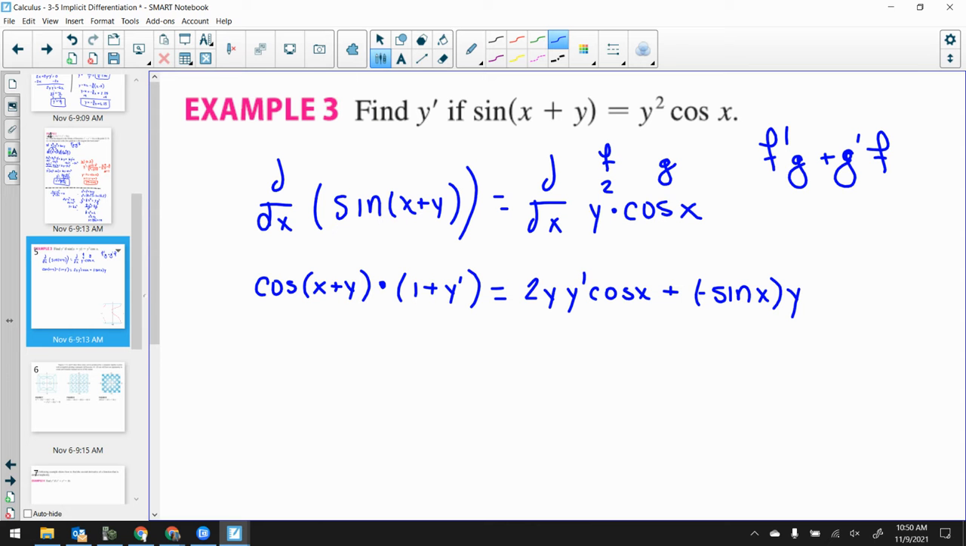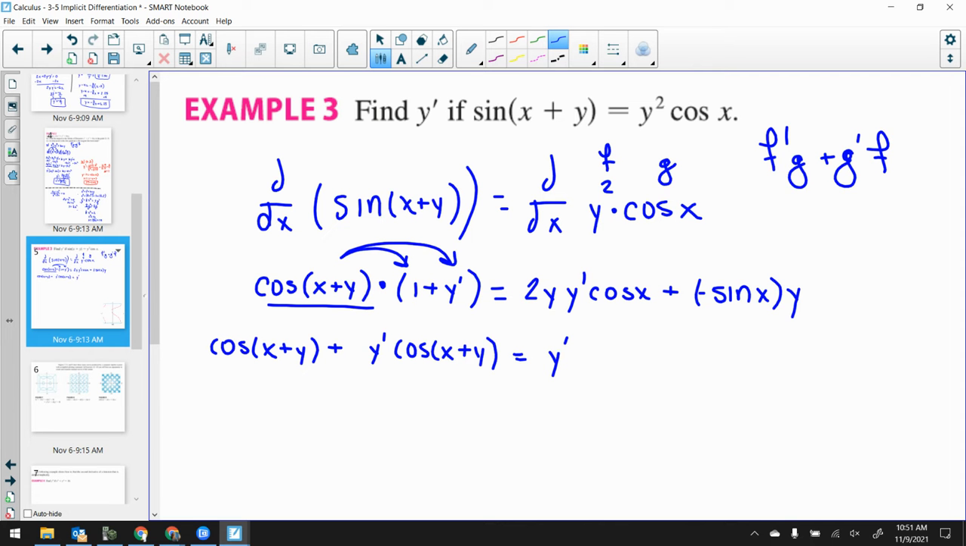And from here on, it's just algebra. It's just manipulation. So I'm going to distribute this whole thing in here. This is cosine of x plus y, plus y prime cosine of x plus y. And then I'll put the y prime all the way out in front because it's sometimes easier to read that way. Y prime 2y cosine x. And then I'm just going to make this minus.